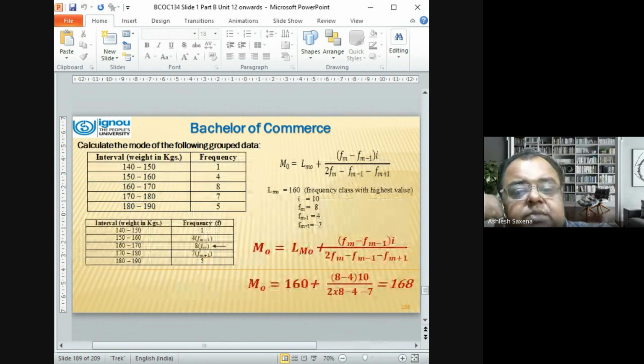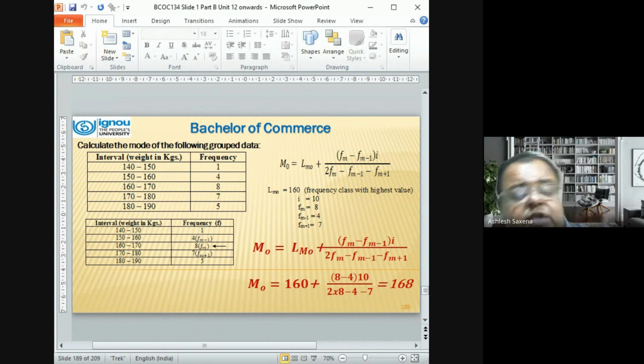This is the mode. For identification of the modal class, you have to consider the highest frequency in the table. Here you can see that the highest frequency is 8. So your modal class will be 160 to 170. That means your L0 will be 160.